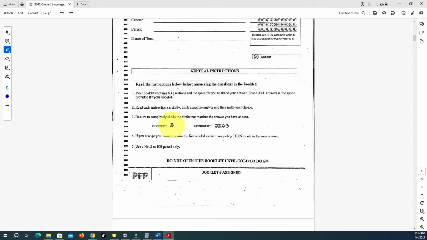Here is the correct way to do it. Completely shade the circle. Here is the incorrect way to do it, by putting a tick, X, etc. If you change your answer, erase the first shaded answer completely, then shade in the new answer. Use a number 2 or HB pencil only.